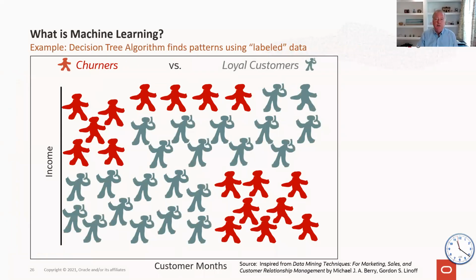I like to use this little thing. It's from guys I used to work with a long time ago. They wrote one of the best books, Michael Berry and Gordon Linoff, in my opinion. And they use this simple little diagram to try and show what machine learning is and how it works. Imagine taking income and customer months as just two variables, x1 and x2, to try and make a prediction as to whether or not you're a churner or a loyal customer.